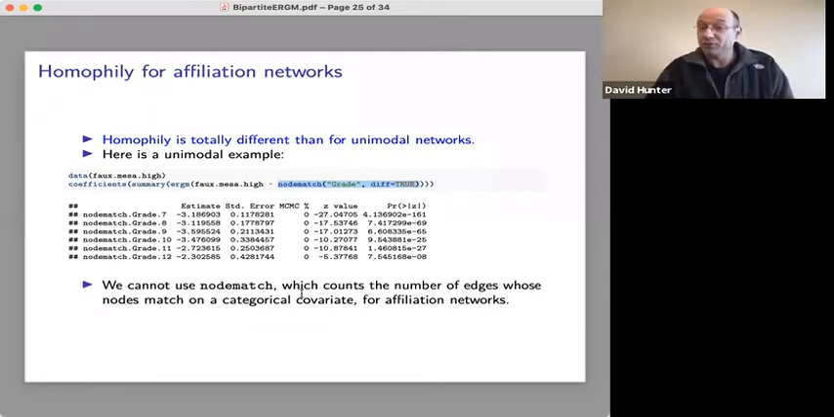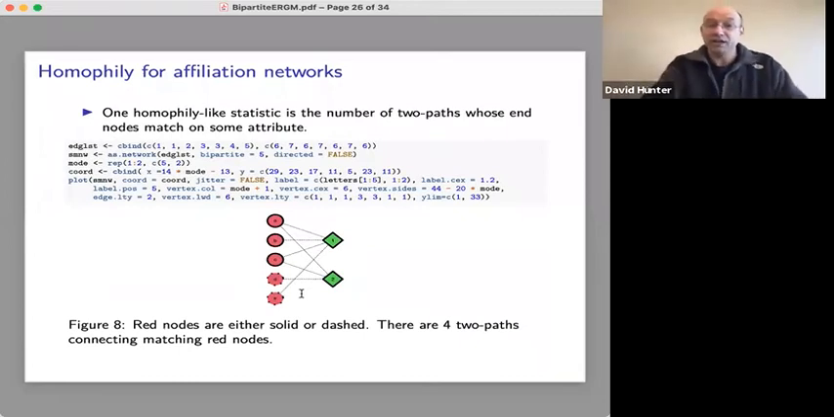On the other hand, when we're talking about an affiliation network, there is no longer any sense to the nodematch term, because we can't talk about an edge whose endpoints match, because each edge has one endpoint from one mode and another endpoint from another. And often these two modes of nodes are entirely different entities. And so matching on an attribute simply is a nonsensical construct. And that means that homophily for affiliation networks can be a complicated concept indeed.